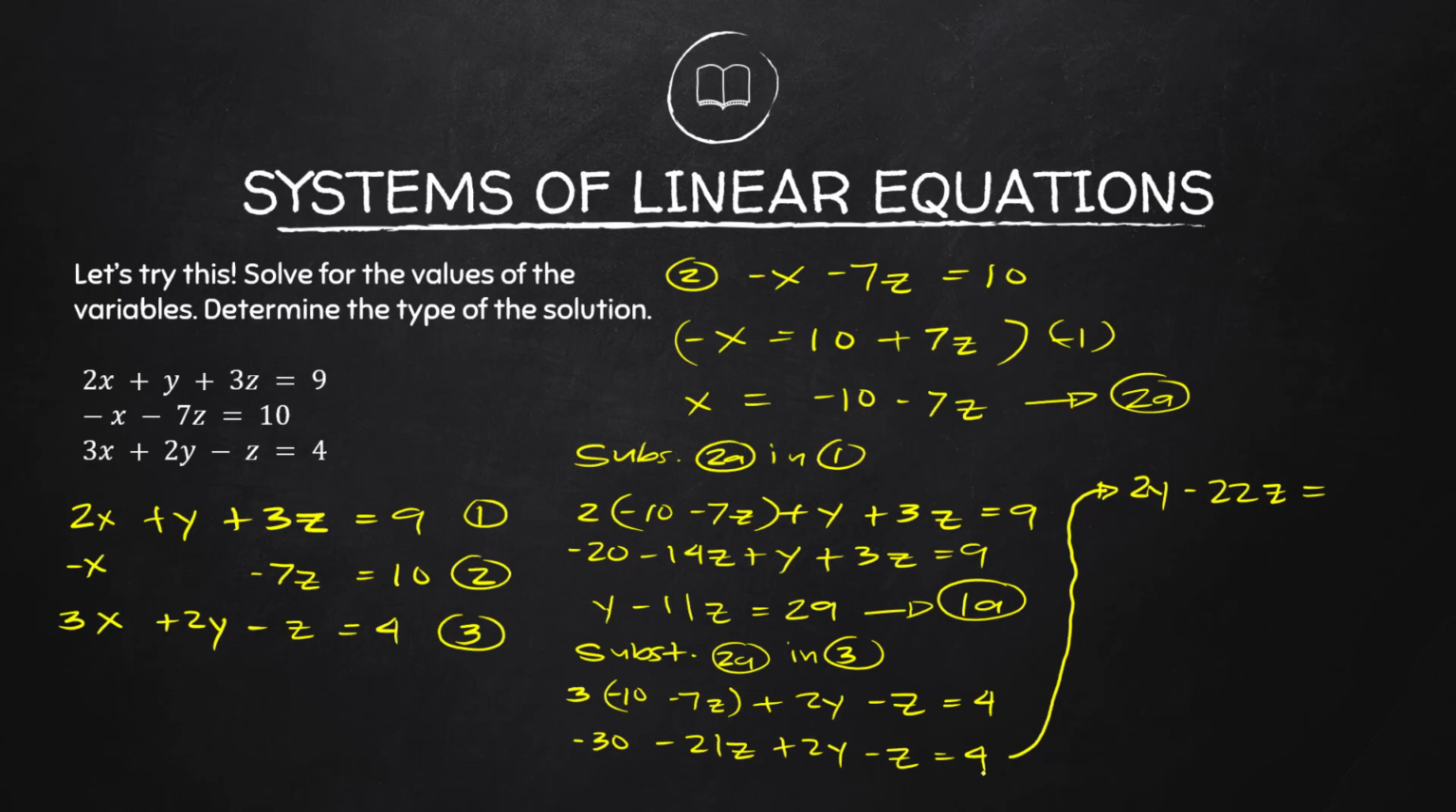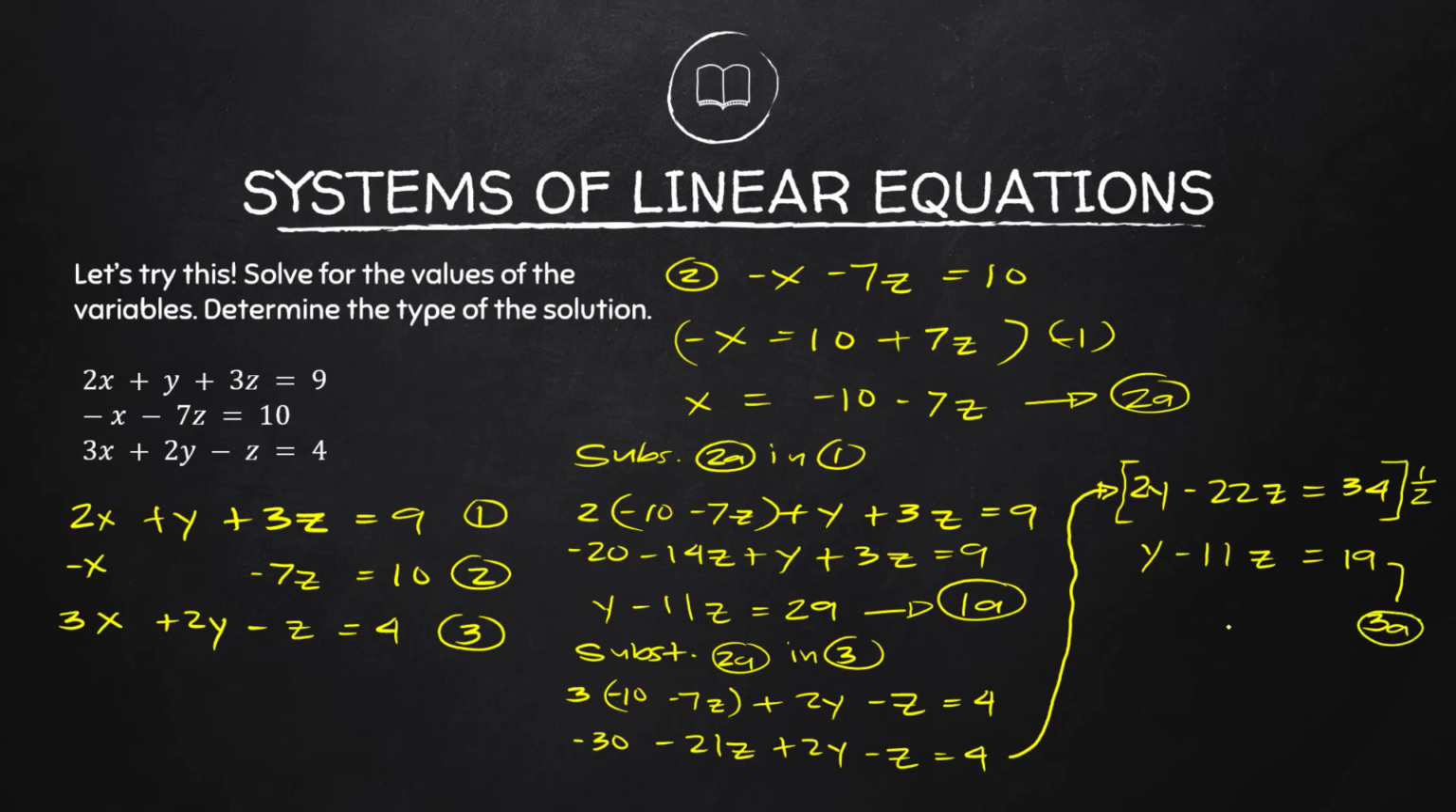If you transpose negative 30 to the other side, that will become positive 34. Positive 30 plus positive 4 is equal to positive 34. If you multiply this whole equation by 1/2, then you will have y minus 11z equal to positive 19. I will call this equation 3a.